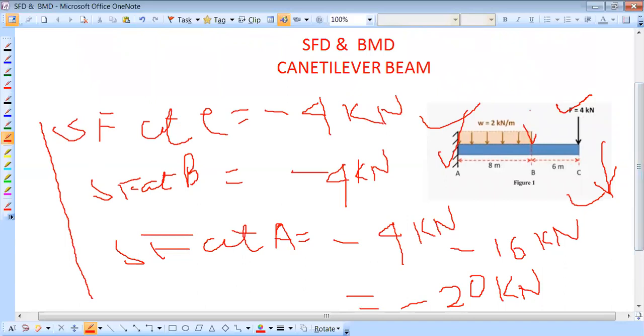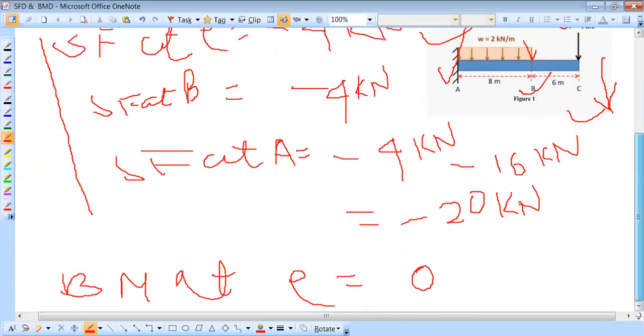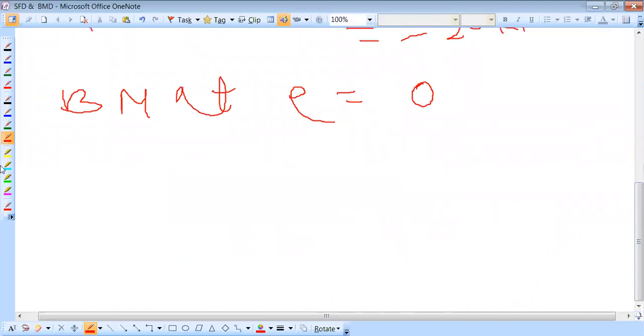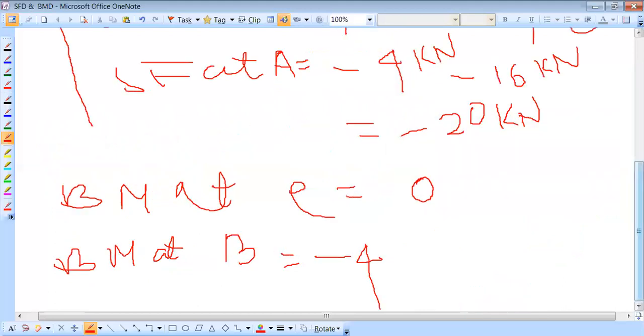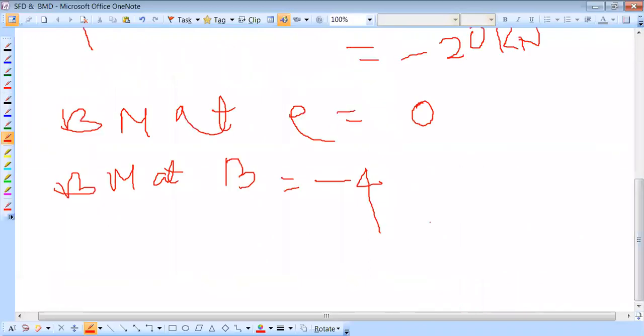Then also find the BM at point B. BM at B is minus 4 kilonewtons, this force in the downward direction, multiplied by the distance from point B to C, which is 6. So minus 4 into 6 is minus 24 kilonewton meters.